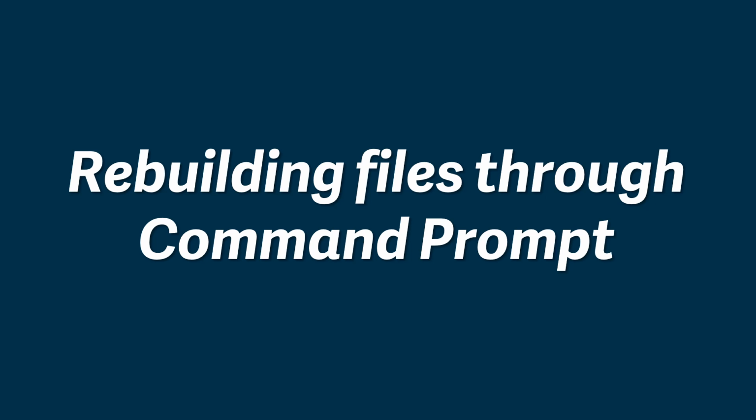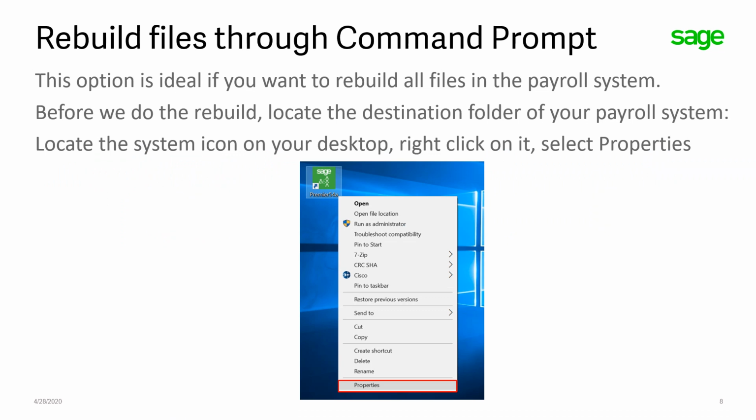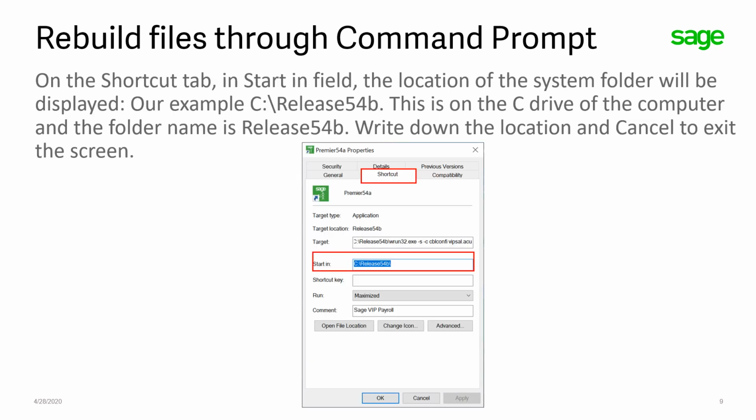The second one, and used most commonly, is to rebuild files through command prompt. This option is ideal if you want to rebuild all files in the payroll system. Now, before we access command prompt, you need to locate the destination folder of your payroll system. Find the icon on your desktop, right-click on it, and select Properties. On the Shortcut tab, in the Starting field, the location of the system folder will be displayed. In our example, it's located on the C drive and the folder name is Release 54B. Write down this location and click on Cancel to exit the screen.